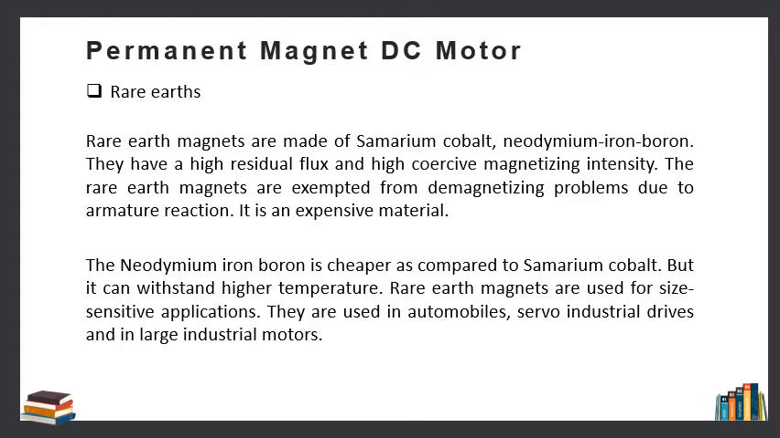The neodymium iron boron is cheaper as compared to samarium cobalt, but it cannot withstand higher temperature. Rare earth magnets are used for size-sensitive applications. They are used in automobiles, servo industrial drives, and in large industrial motors.